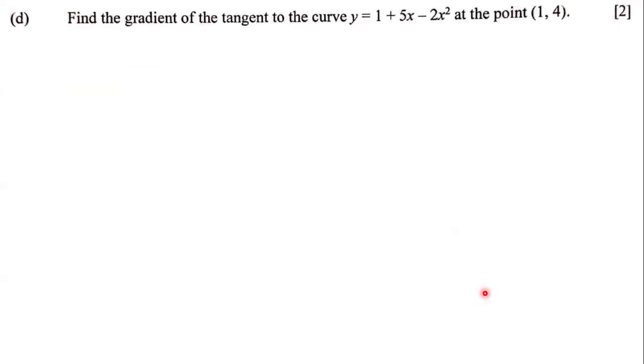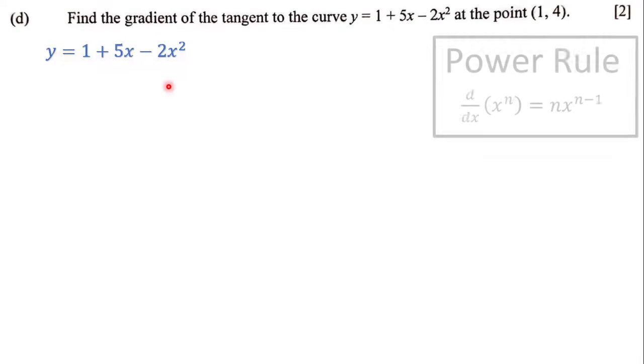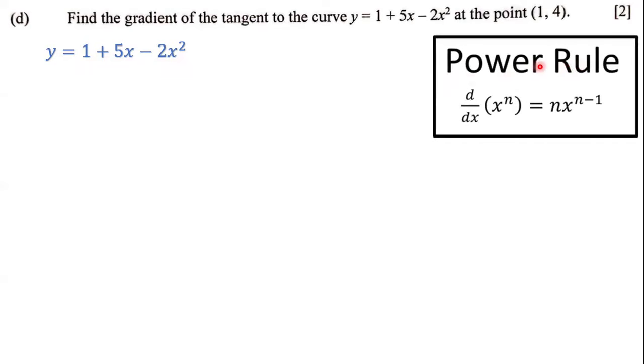All right, next, they want us to find the gradient to the curve y is equal to 1 plus 5x minus 2x squared at the point 1, 4. So in order to find the gradient of this particular curve, we have to find the derivative of this particular equation. In order to find the derivative of it, we're going to use the power rule, all right?